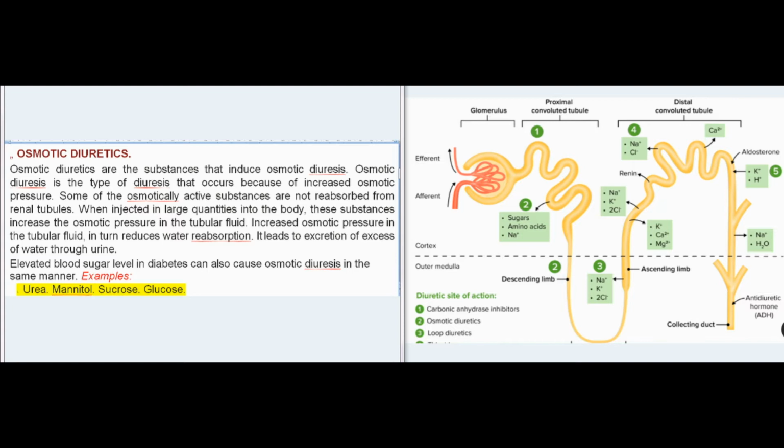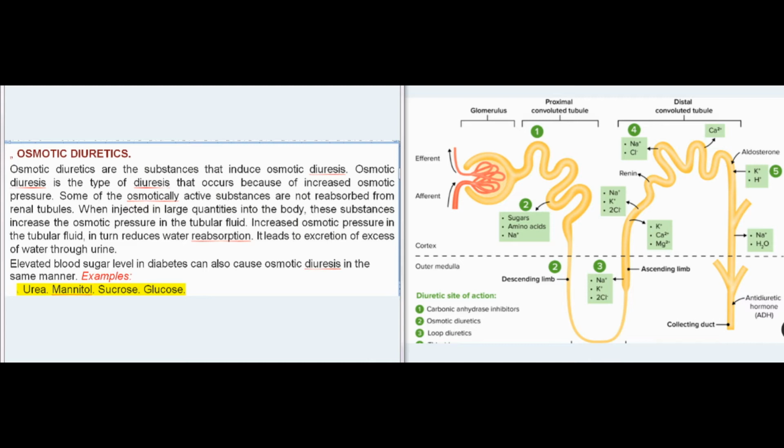Osmotic diuretics. Osmotic diuretics are the substances that induce osmotic diuresis. Osmotic diuresis is the type of diuresis that occurs because of increased osmotic pressure. Some of the osmotically active substances are not reabsorbed from renal tubules. When injected in large quantities into the body, these substances increase the osmotic pressure in the tubular fluid. Increased osmotic pressure in the tubular fluid, in turn, reduces water reabsorption. It leads to excretion of excess of water through urine.